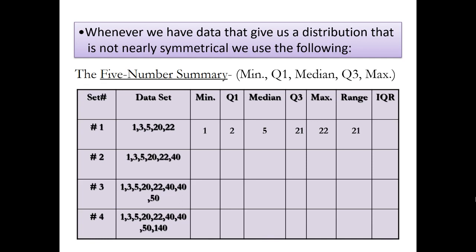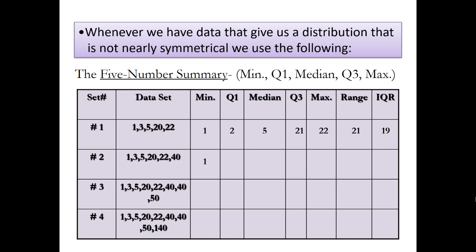It's just the maximum minus the minimum, or in this case, I have a range of 21. But my IQR is telling me my middle 50% of data. That's just Q3 minus Q1. We get 19. So it tells me my middle half of my data has a range of 19. So let's try data set number 2.